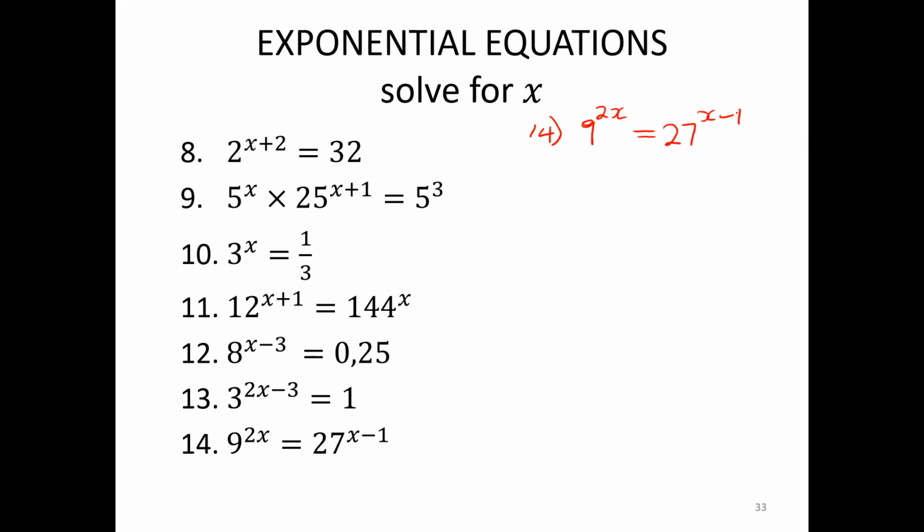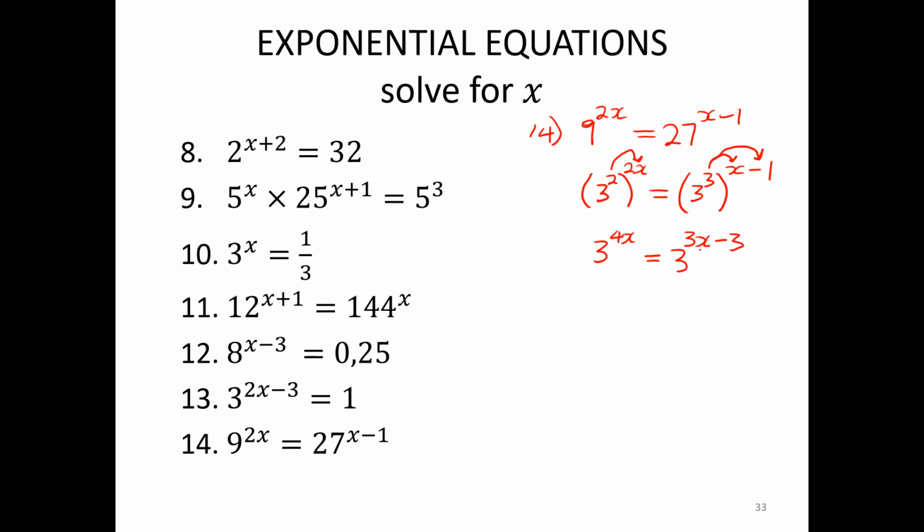Here you need to do the same thing. Simplify each base to the simplest exponential form. What is 9 to the simplest exponential form? It is 3 squared. What is 27 to the simplest exponential form? It is 3 to the exponent of 3. Then you multiply out the exponents. You will end up having 3 to the exponent of 4x is equal to 3 to the exponent of 3x minus 3.